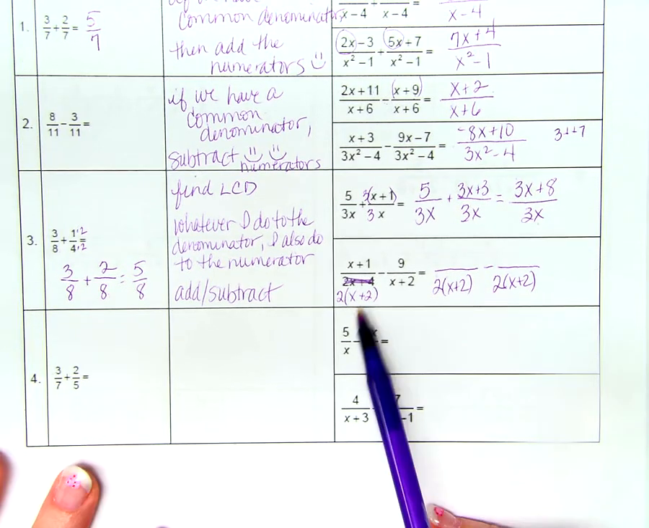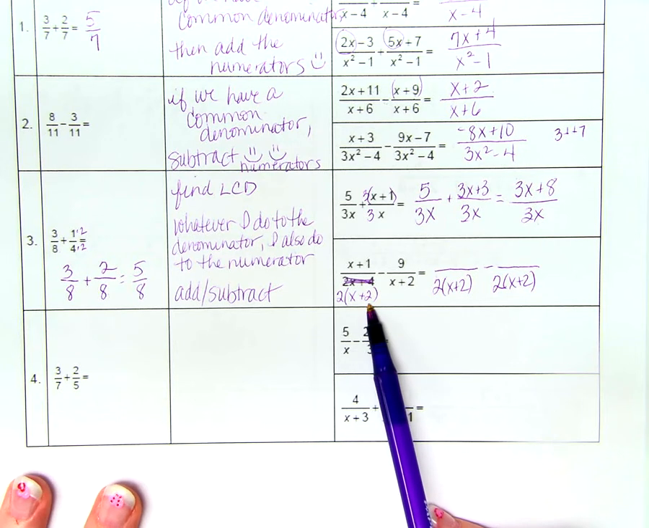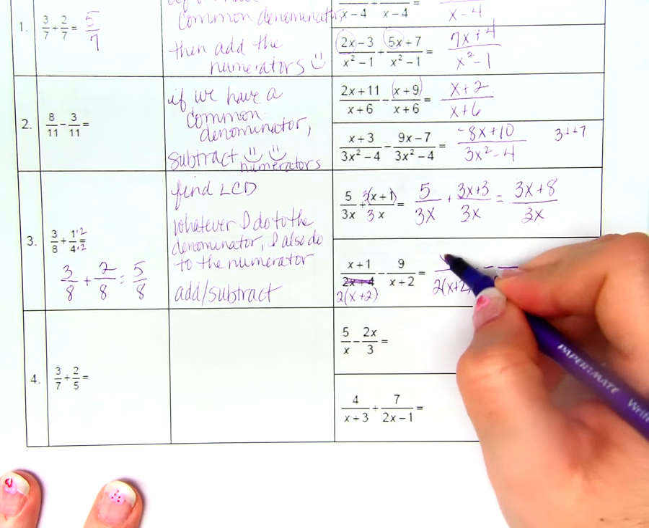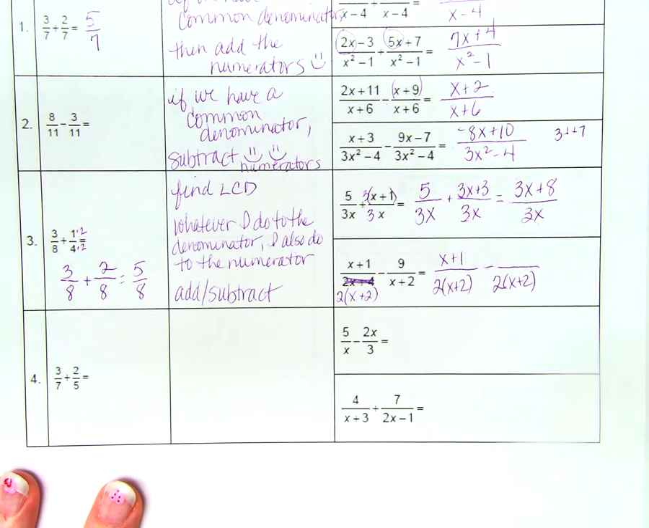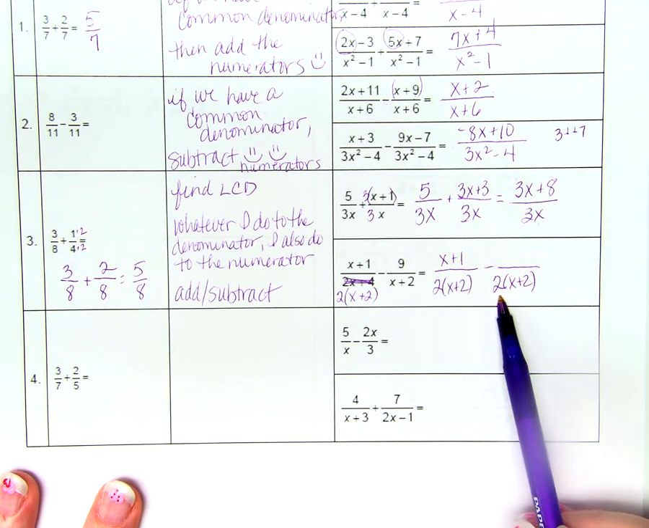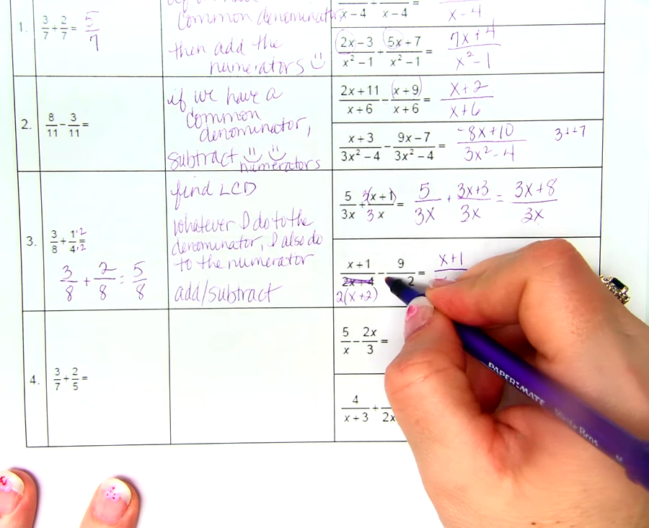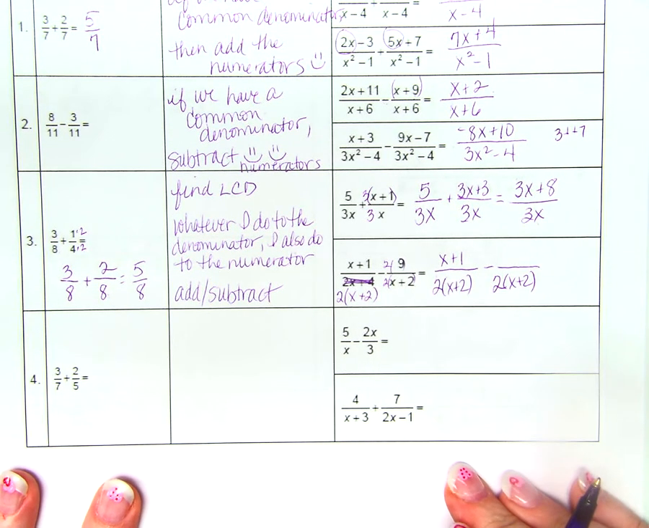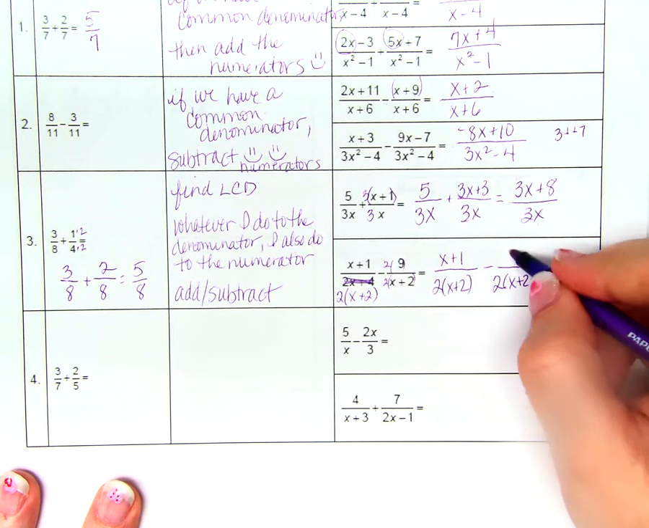Okay? This one was already 2 times x plus 2, so the numerator doesn't change. It's still x plus 1. This one was x plus 2, and it needs to be 2 times x plus 2. So I multiply numerator and denominator by 2. And I get 18. Very good.